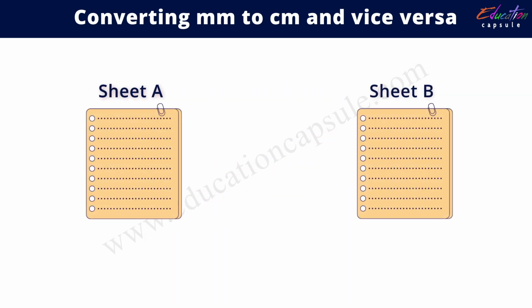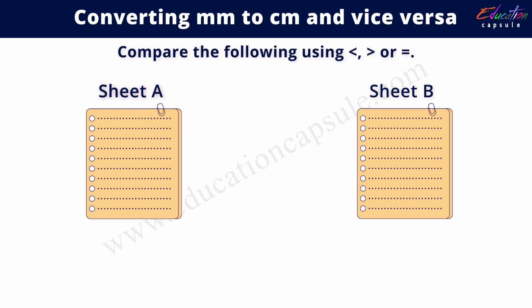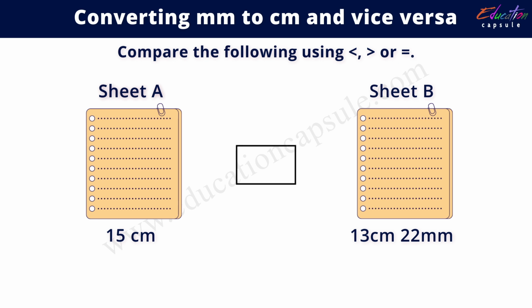Now let's try a question. Compare the following using less than, greater than, or equal to sign. The length of sheet A is 15 centimeters and sheet B is 13 centimeters and 22 millimeters. Therefore, the length of sheet A is blank that of the length of sheet B.